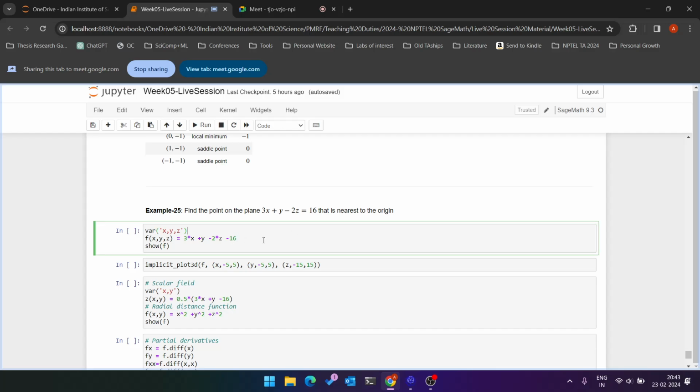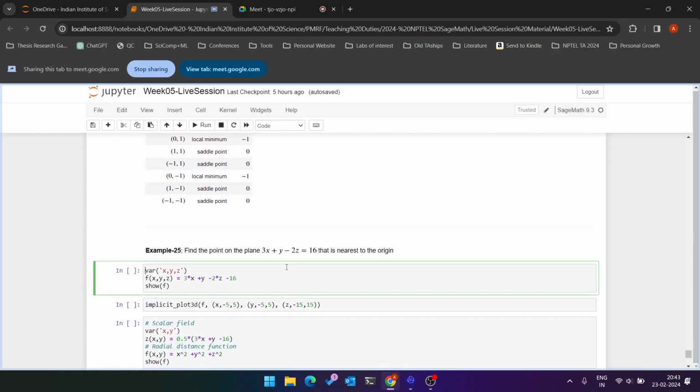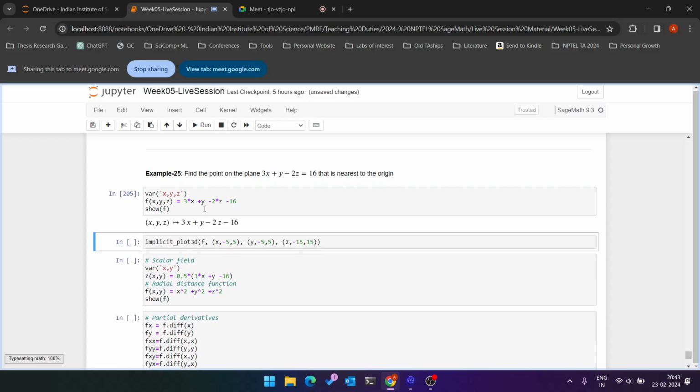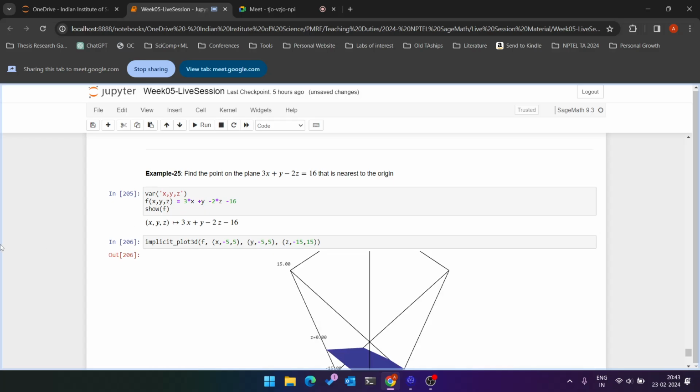So there are different ways you could do this, but I wanted to try to solve this in the form of a local minima problem. I define my variables x, y, and z. I define my function of x, y, and z, which is my equation of the plane, and then I do an implicit plot.